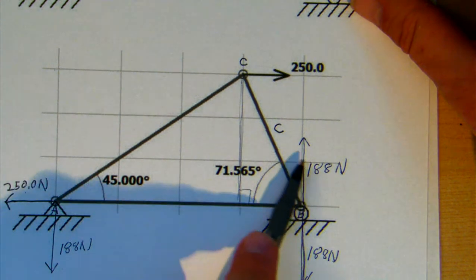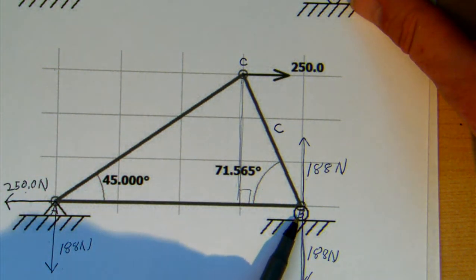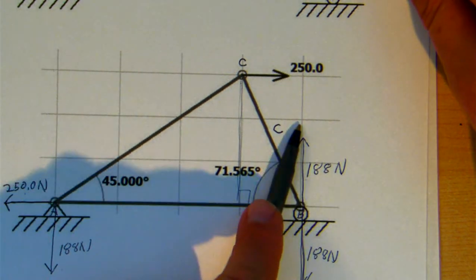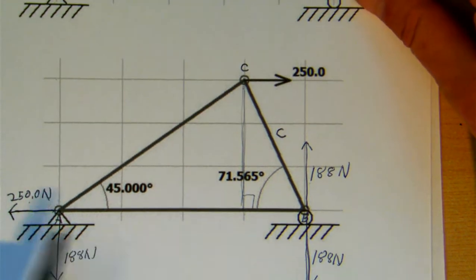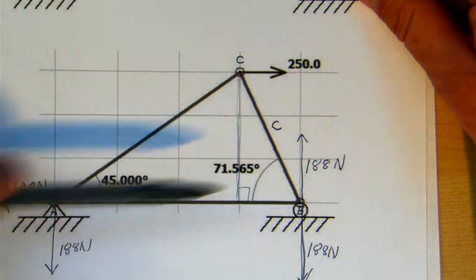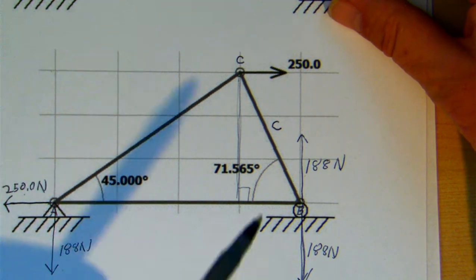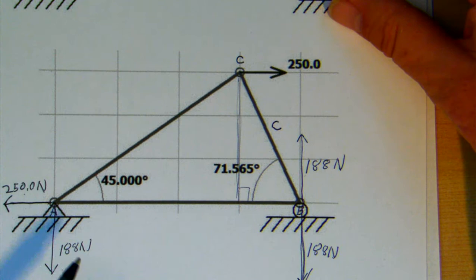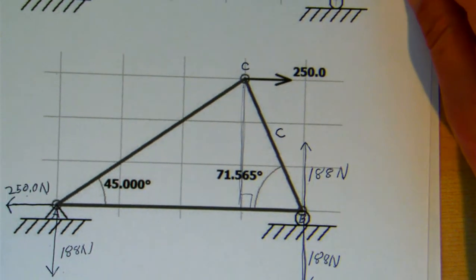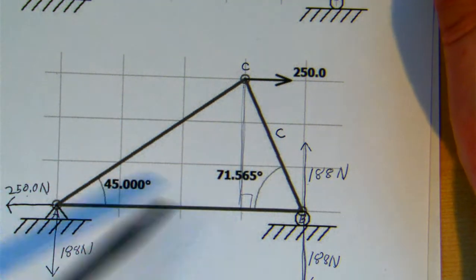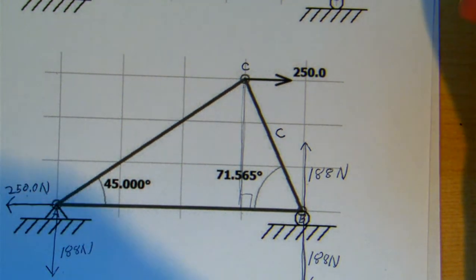That means the reaction force is 187.5, let's call it 188 newtons up through point B. To have the sum of the vertical forces add up to 0, the reaction force through A must be 188 newtons down. Only after the reaction forces are correctly calculated does it become possible to calculate the tensions and compressions of the truss members themselves.